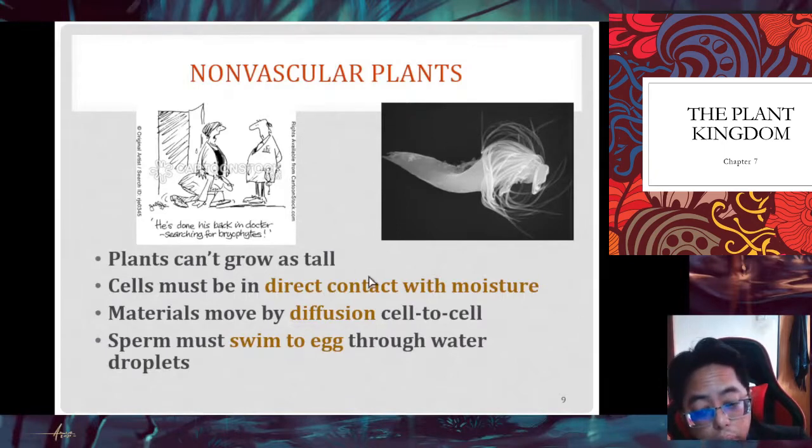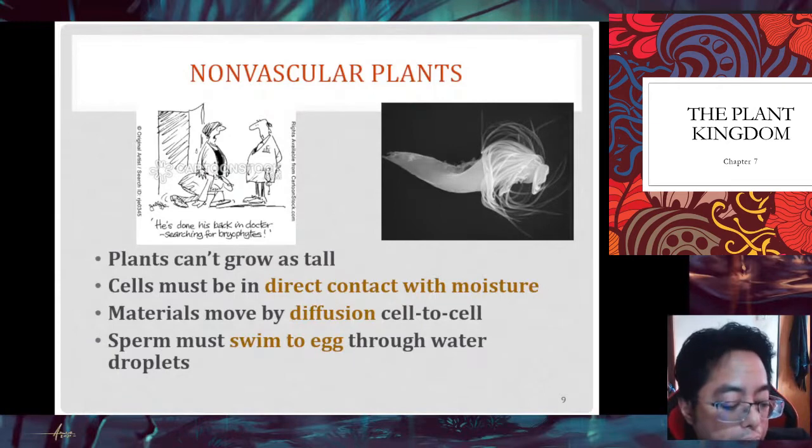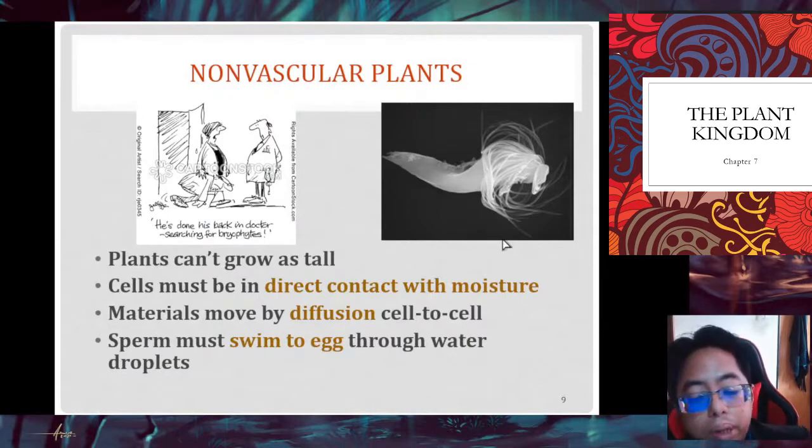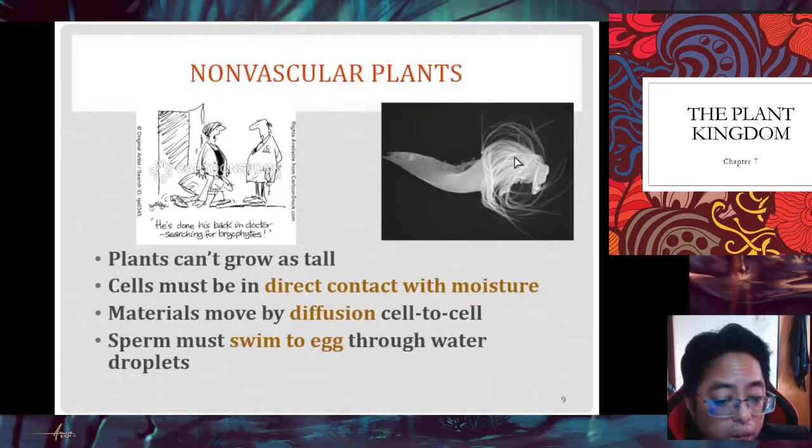So the sperm must swim to the egg through water droplets. So this is another advantage of being close to water. If they are close to water, okay, they can nourish themselves, and also the sperm can swim. Okay, as you can see here, this is the sperm of the bryophyte. It has a lot of flagella, so it will spin while moving.